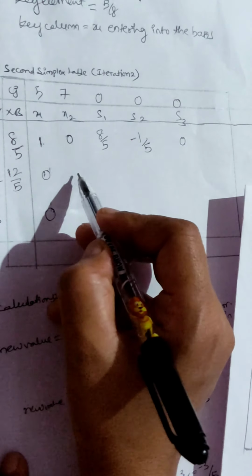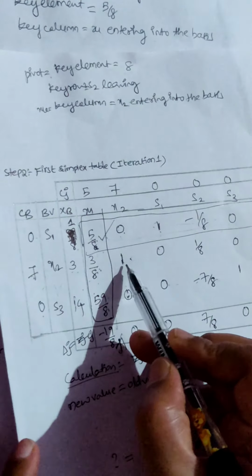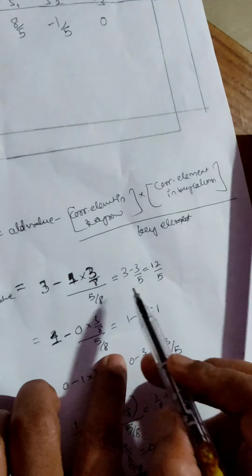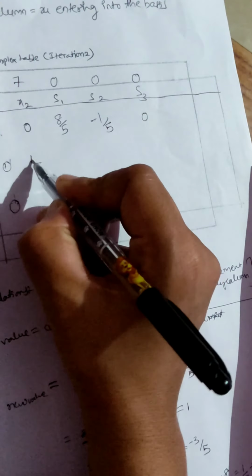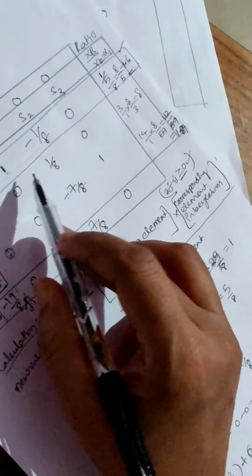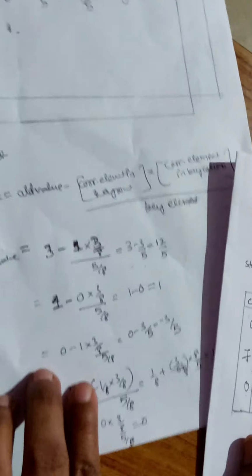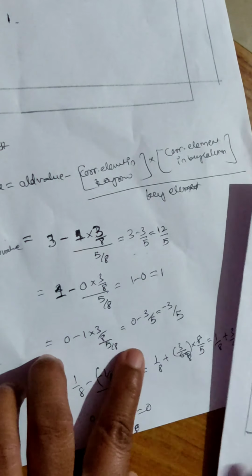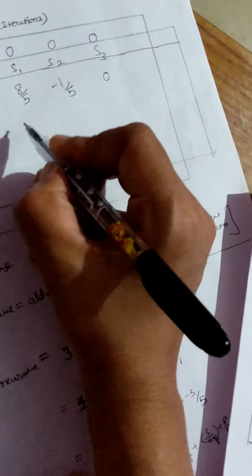Next 0, we know that. Next this value, old value is 1. Now 1 minus 0 into 3 by 8 by 5 by 8, that is 1 minus 0 is 1. Next value is 0. 0 minus 1 into 3 by 8 by 5 by 8 is minus 3 by 5.